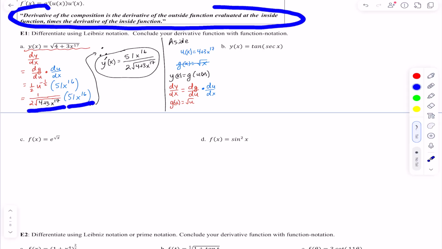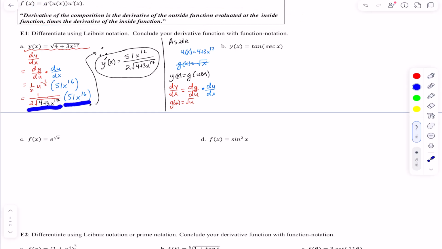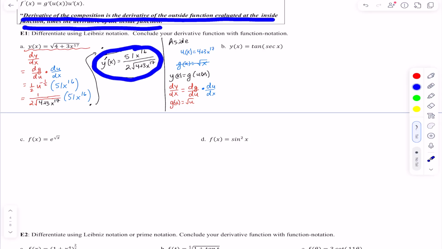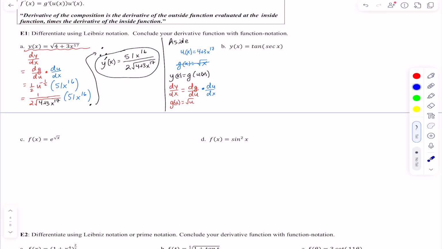Whether you use Leibniz notation or prime notation, you will be able to spot that saying during your computation. When you simplify it, though, you will lose the pattern. So make sure you're able to show your work up to the extent where you could see the product of two derivatives and they're multiplied together right there.